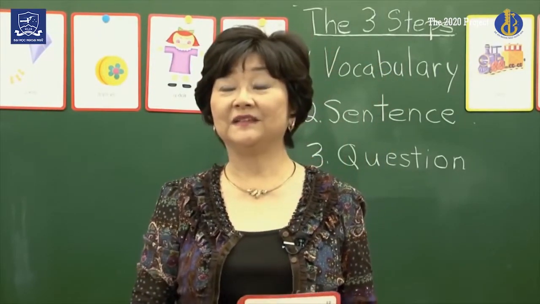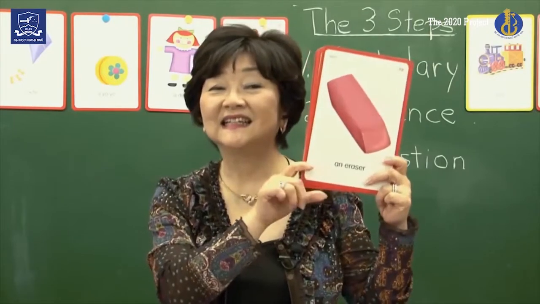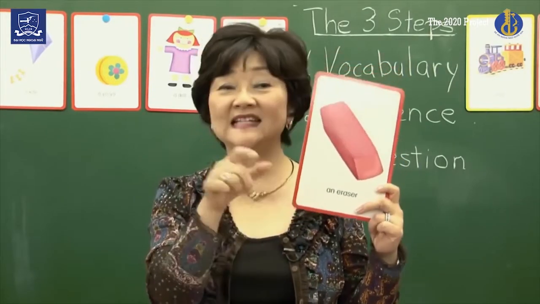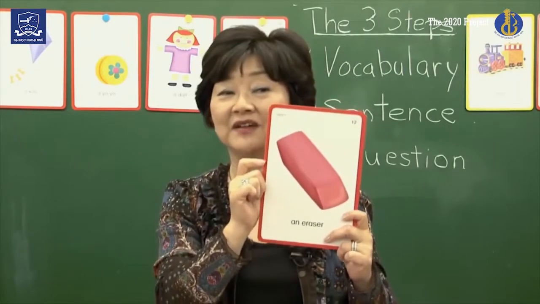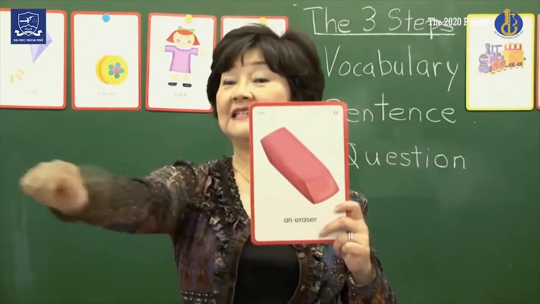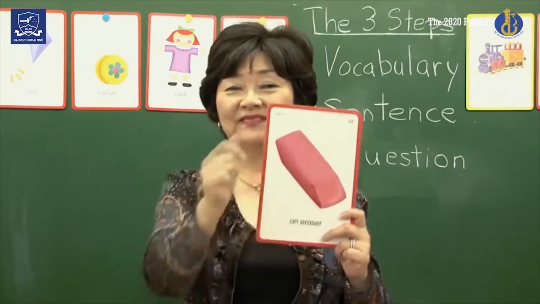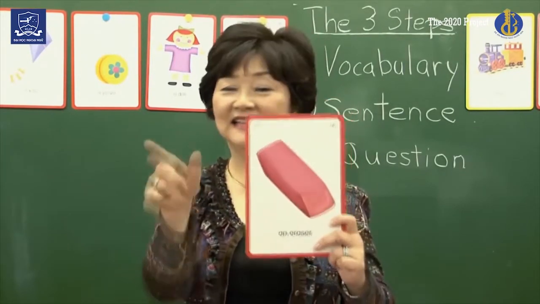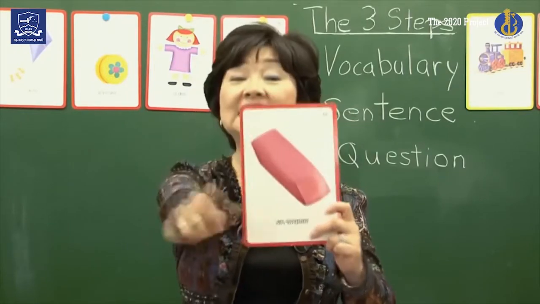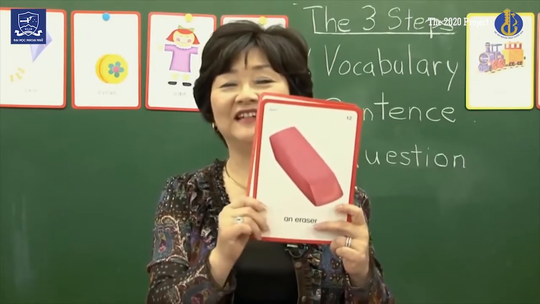Now look at this one. Do you remember what this word was? Eraser. Eraser, but we can't say it's a eraser. We have to say it's an eraser. Our gesture for "an" is this. Can you say it in a sentence? It's an eraser. Very good.